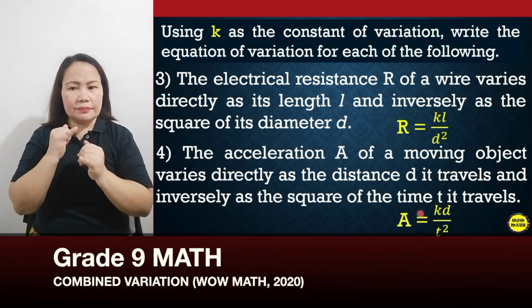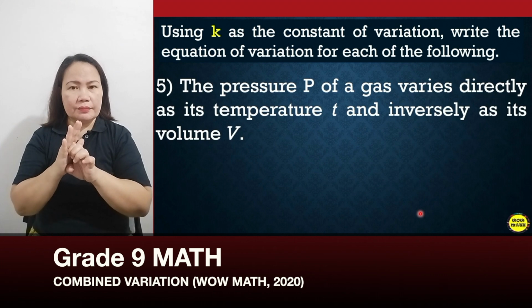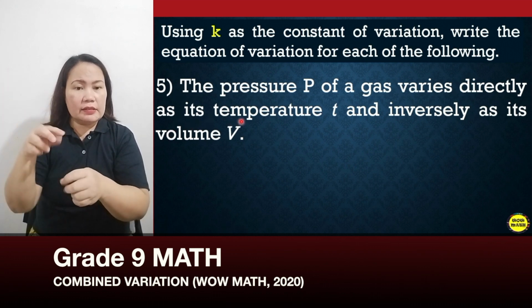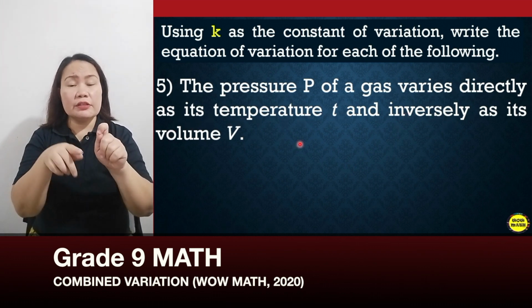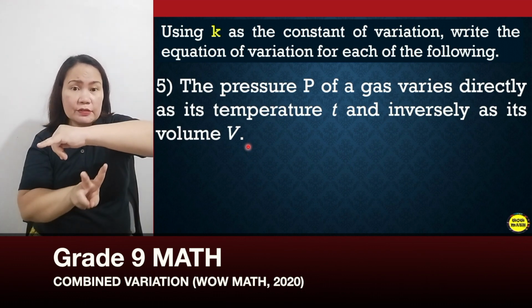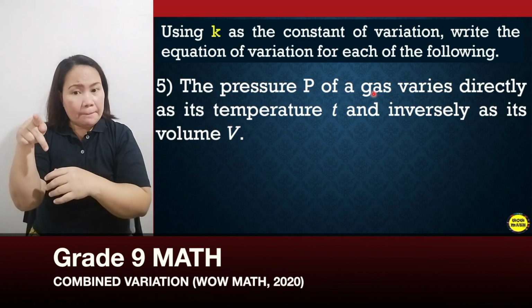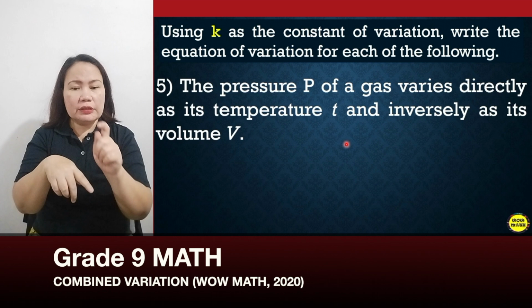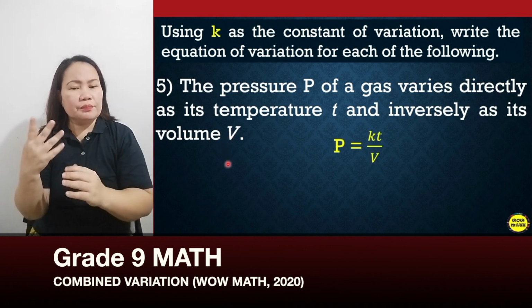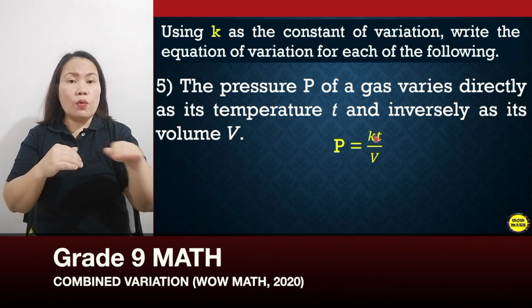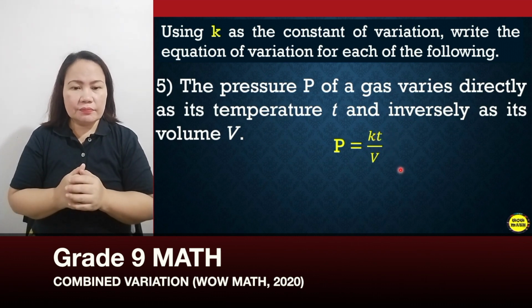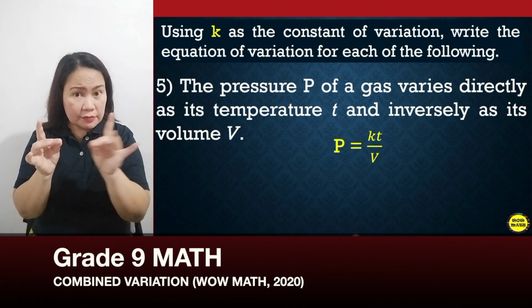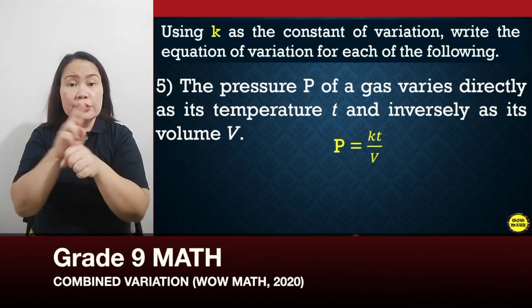For example number 5, the pressure P of a gas varies directly as its temperature T and inversely as its volume V. So that is P is equal to KT over V. That is how we translate a given statement into an equation using combined variation.